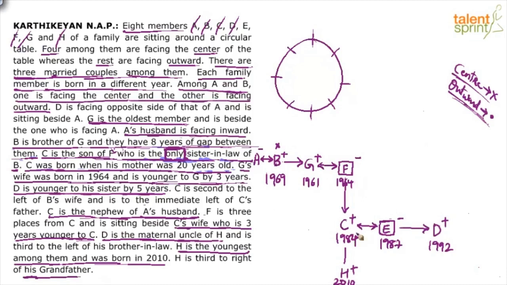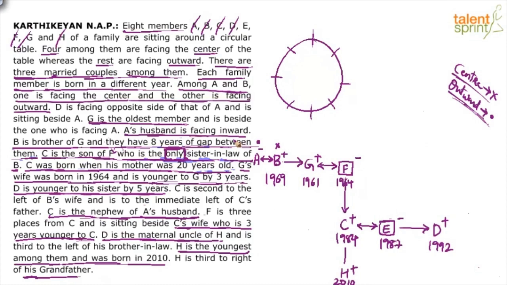On top of every person, we have already marked the gender. We will also mark the inward or outward point. A's husband is facing inward, which means B is facing inward. We know that among A and B, one is facing center, the other is facing outward. Now if B is facing center, obviously A is facing outward. So we'll put outward as a dot. You're able to follow.